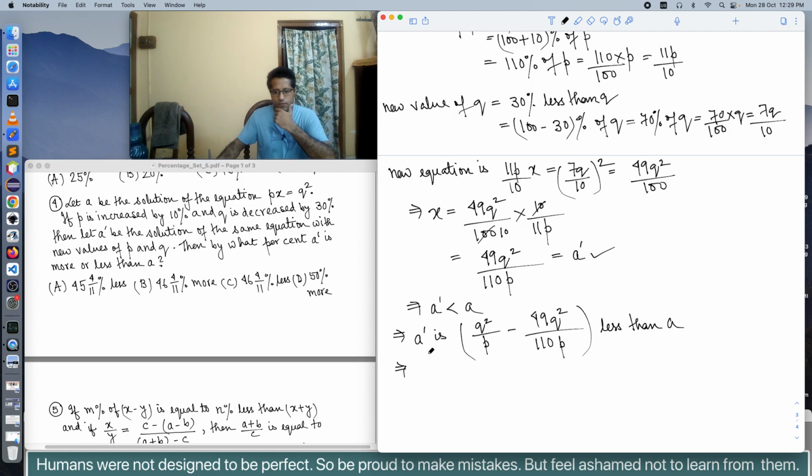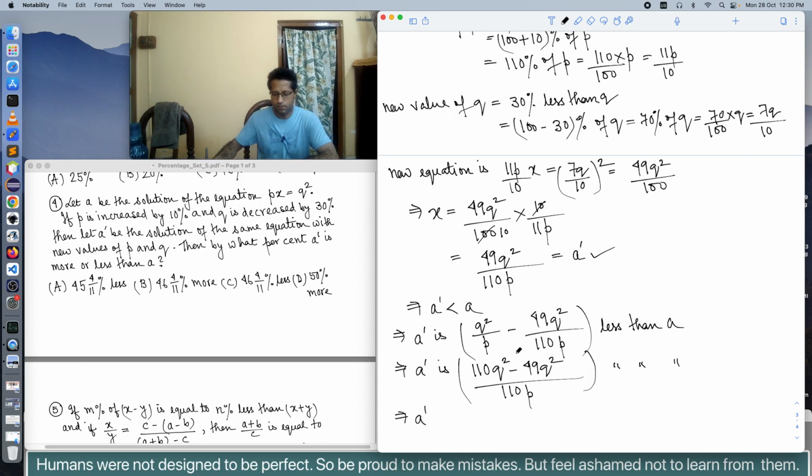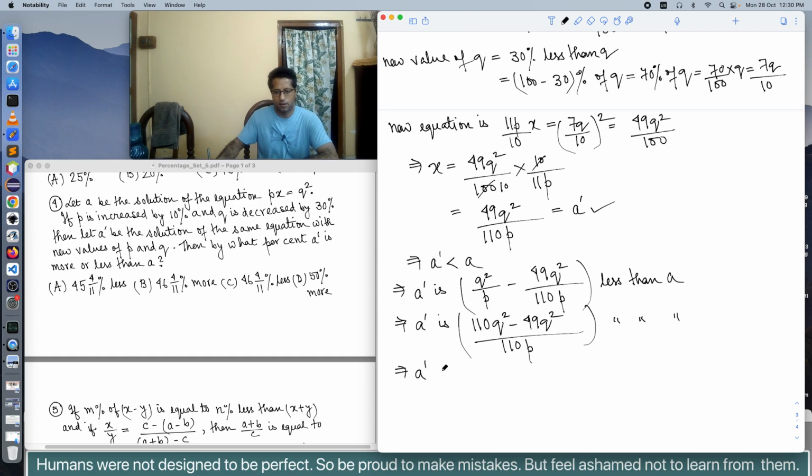So A dash is this much less than A. That is, if we simplify, we have 110 q square minus 49 q square divided by 110 p less than A. After further simplifying, 110 q square minus 49 q square is 61 q square by 110 p less than A. So A dash is 61 q square by 110 p less than A.